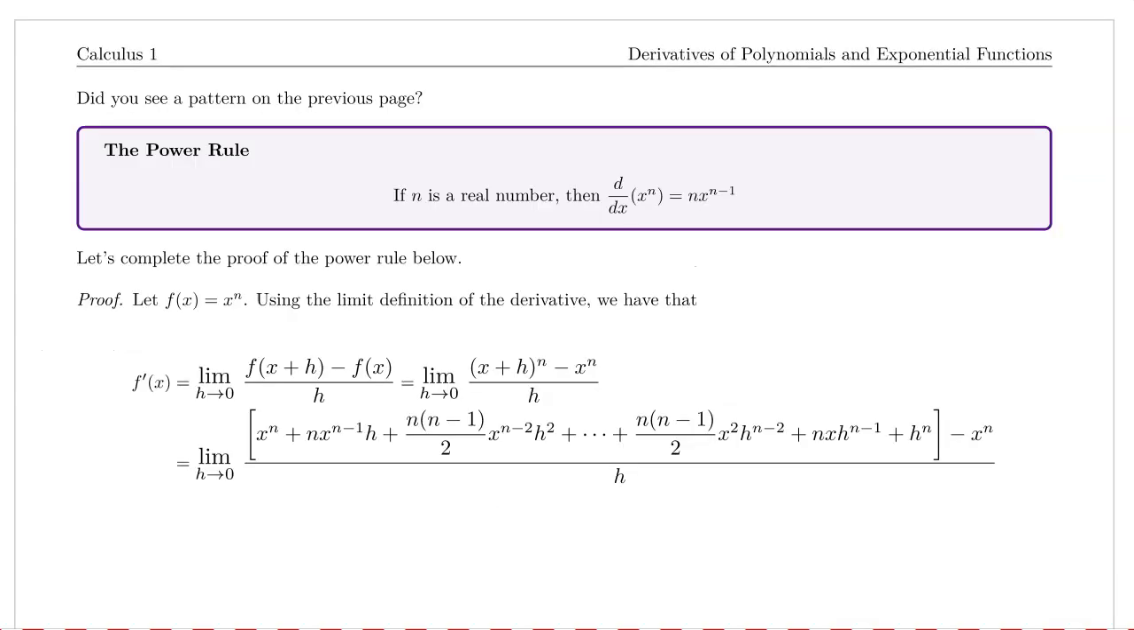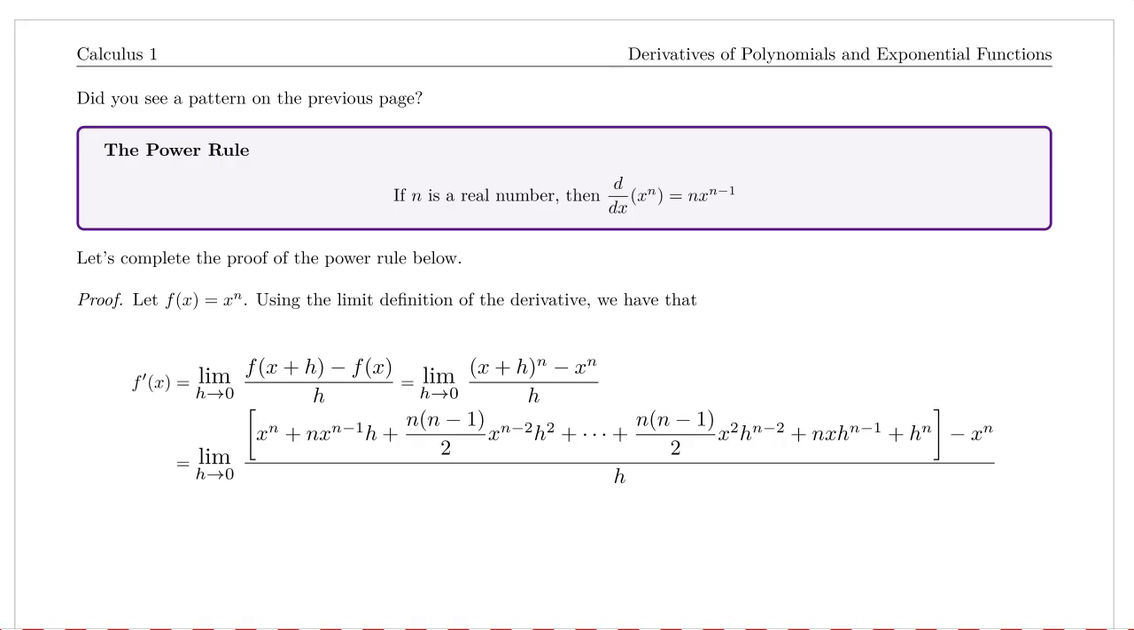Did you see a pattern on the previous page? It turns out that we have this thing called the power rule, which says if n is a real number, then the derivative of x to the nth power is equal to n times x to the n minus 1 power. So let's complete the proof of the power rule below.